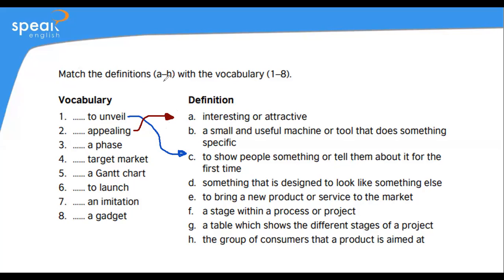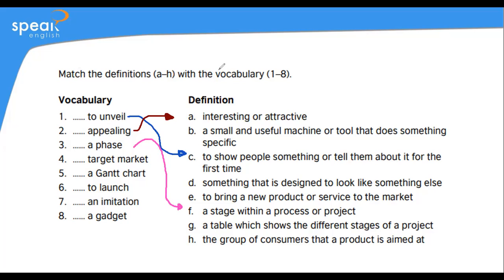Number 3 is a phase. What is the meaning of a phase? Letter F. A stage within a process or project. Exactly. So we can say another word for a phase is a stage.